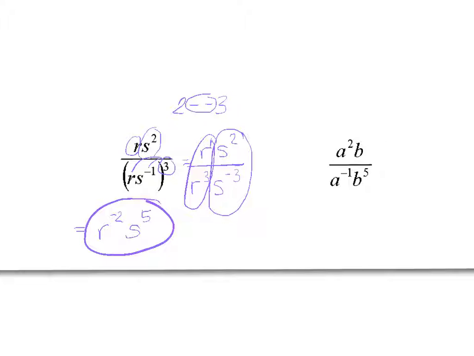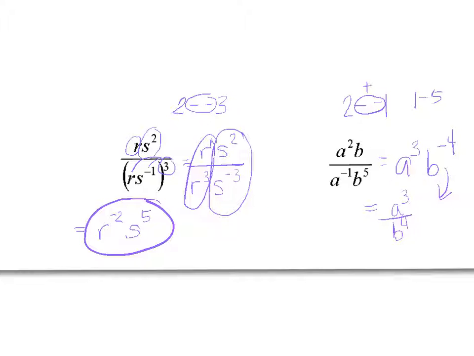Now for this last problem, I have a squared b and a to the negative 1 and b to the 5th. And so again, I need to subtract my exponents since I'm dividing. Be careful with the a's though, because it's going to be 2 minus a negative 1, which will be plus 1. So it'll be a to the 3rd. And then for the b's, it'll be 1 minus 5, so it'll be b to the negative 4th. But I don't want to leave that negative, so I need to move that b to the 4th down. A to the 3rd is still up on top, and then it'll be b to the 4th on bottom.